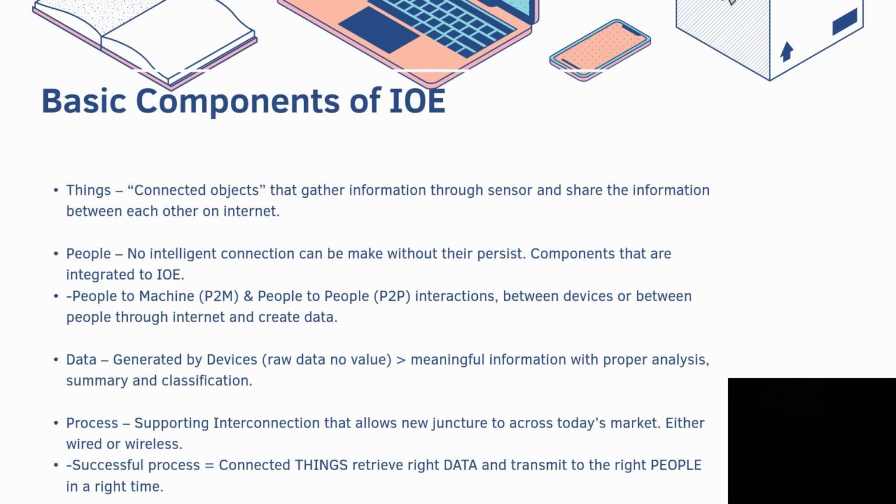So the basic components of IoE. First, things: connected objects that gather information through sensors and share the information between each other on the internet. Next will be people. There is no intelligent connection that can be made without people's assistance. So components that are integrated into IoE, for example, people to machine, P2M, and people to people interactions between devices or between people through the internet, create data. Data refers to what is generated by the device. Usually raw data generated by the device has no value. Once we do a proper analysis, summary, and classification, it becomes important and meaningful information.